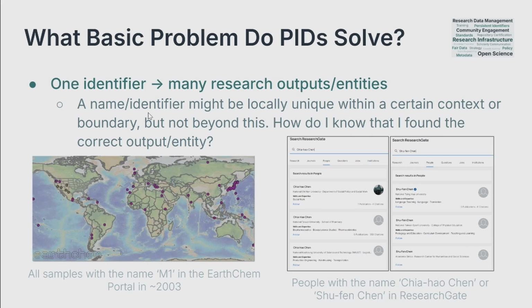If your name happens to be Chieho Chen or Shufen Chen, it's a very common name, to my understanding, in Taiwan. If I'm looking for research by one of those people, how do I know I found the right person and their research? Okay, so in ResearchGate, there's 3 of each. That's not so many. That's maybe not difficult. In LinkedIn, there's over 100 people called Shufen Chen who have profiles. So, you know, you could be a needle in a haystack.